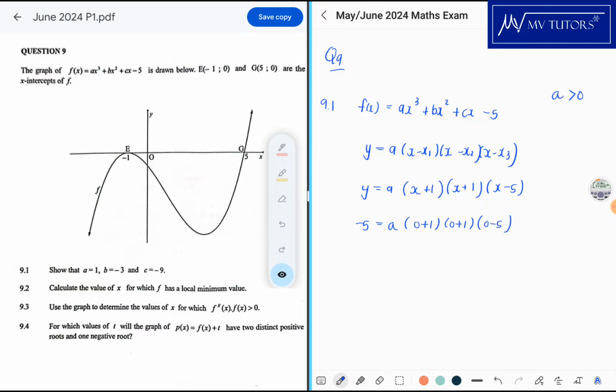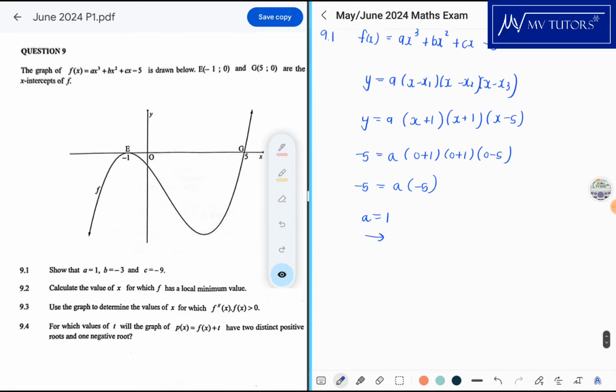All right, now our only unknown here is a. So we have minus 5 is equal to a, 1 times 1 is 1 times negative 5 is negative 5. So basically a is equal to 1. Great. Now that we have a, we are then going to just substitute it in. So we have f of x is equal to x plus 1 times x plus 1 and x minus 5, because the 1 is just there. We don't really need to write it down. And then we're just going to multiply everything out.